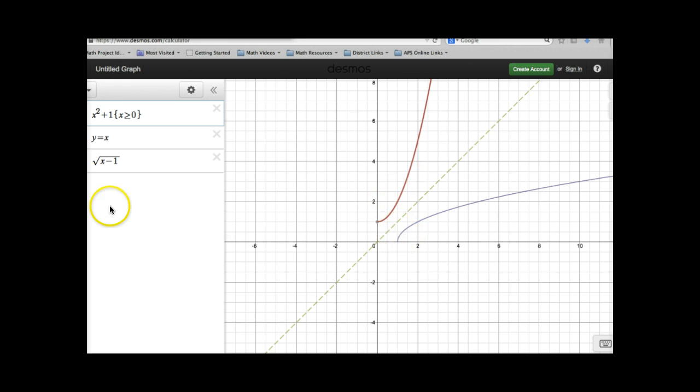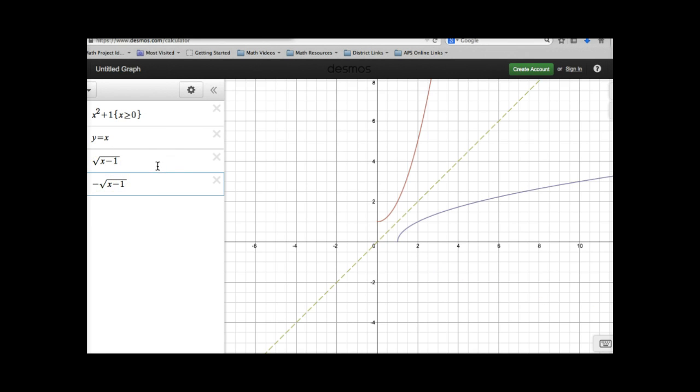Let's look at the inverse. So here's our inverse function, the square root of x minus 1. Now, just to point out, if I were to type in a negative in front of the square root and type x minus 1, notice that we would get this bottom leg, but we're not taking the negative due to the domain restriction. So we won't have this function.